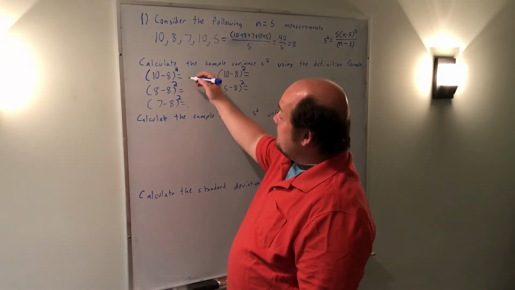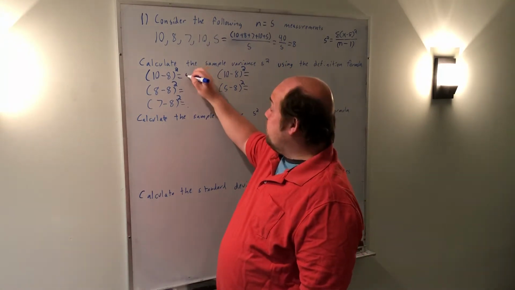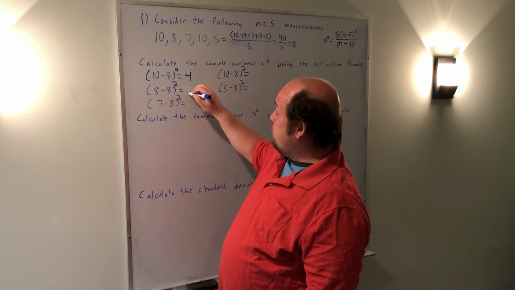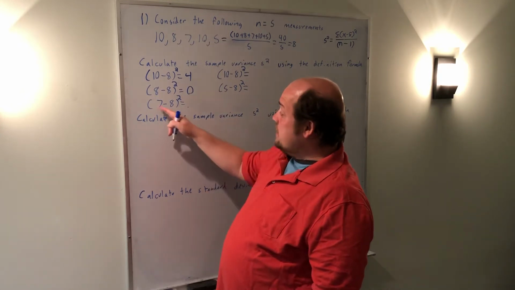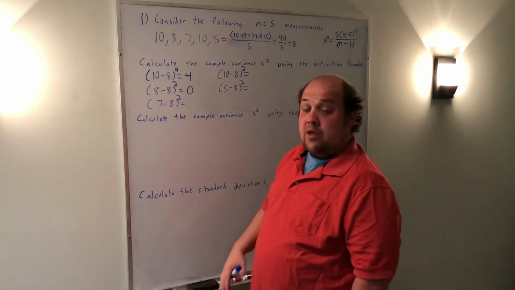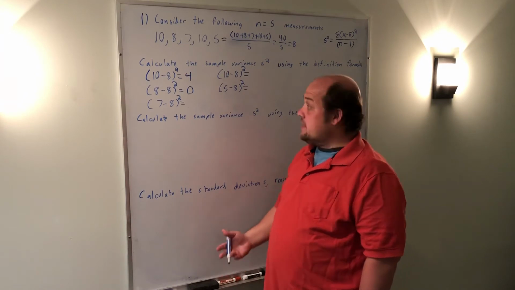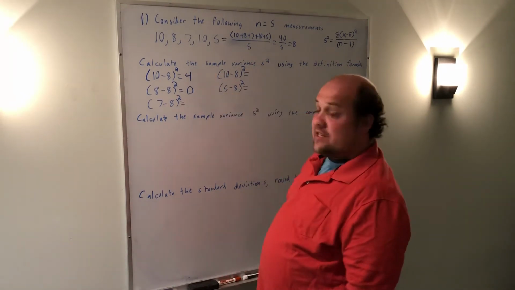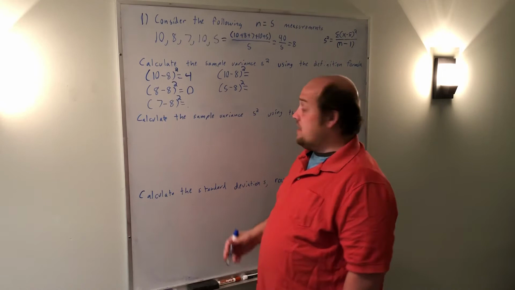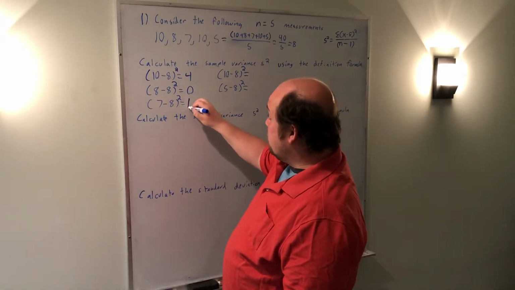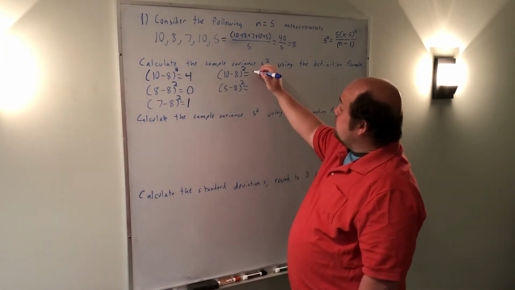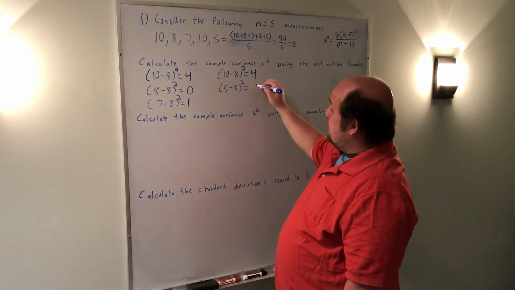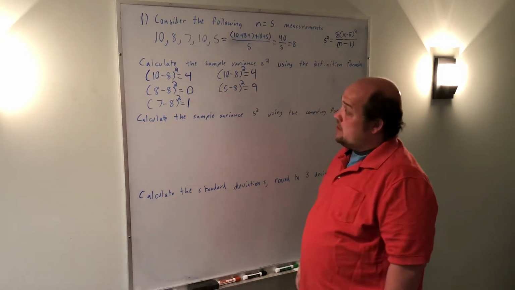When I do 10 minus 8, I get 2. 2 squared is 4. 8 minus 8 is 0. 0 squared is 0. 7 minus 8 is negative 1. Because it's being squared, it's going to become positive. At this stage, when I'm finding square distances, I should always get positive answers. So negative 1 squared gives me 1. 2 squared gives me 4. Negative 3 squared gives me positive 9.